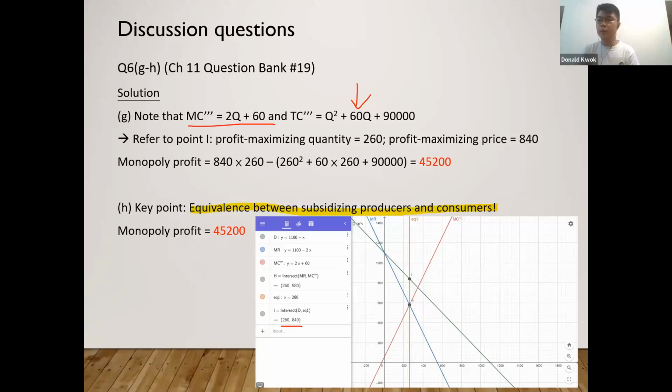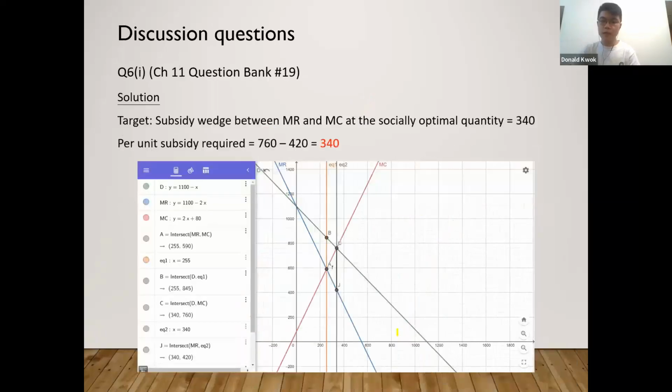And finally, for part I, if the government wants to completely eliminate deadweight loss, what will be the per unit subsidy to be provided? It would be the gap between marginal revenue and marginal cost at the efficient quantity, which is the vertical distance CJ here. So the vertical distance CJ will be 760 minus 420, which gives us the per unit subsidy of $340.